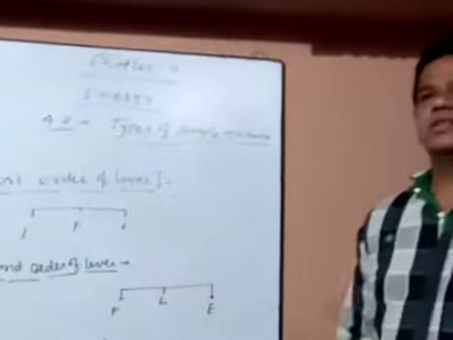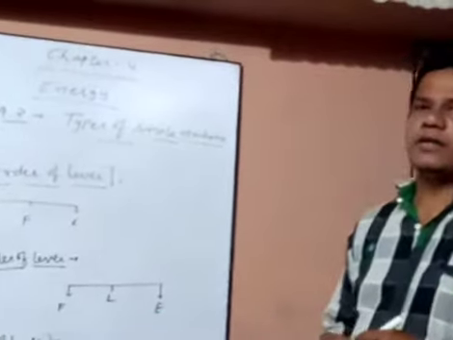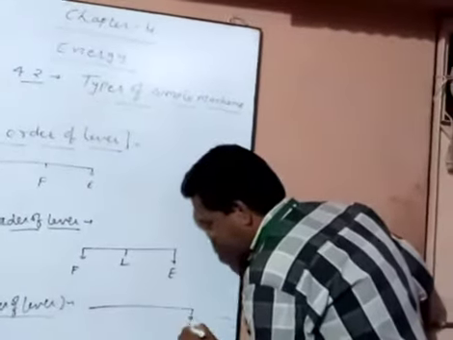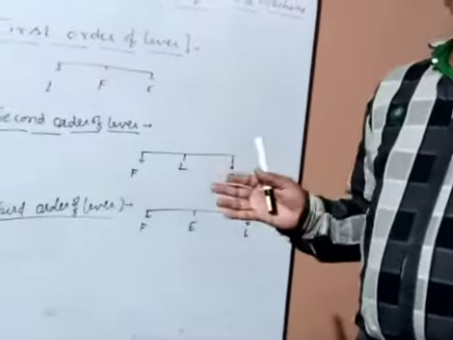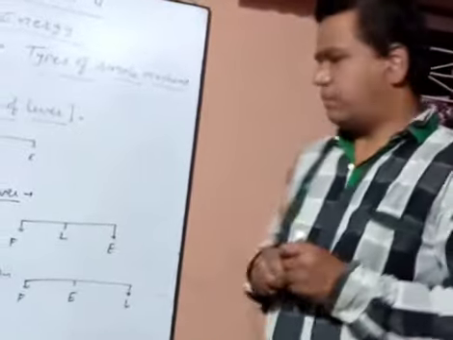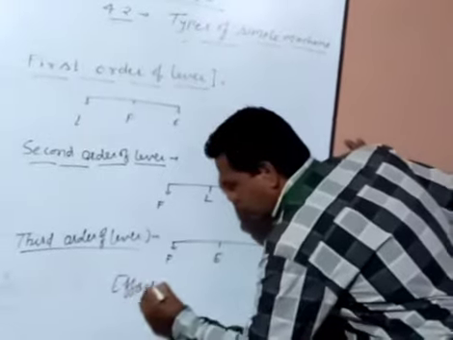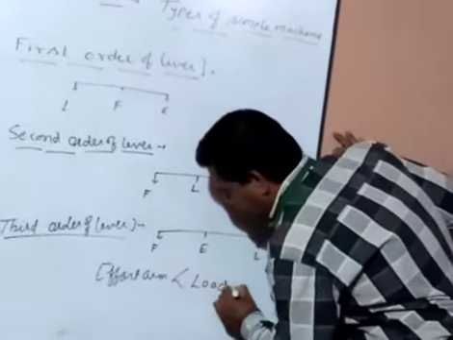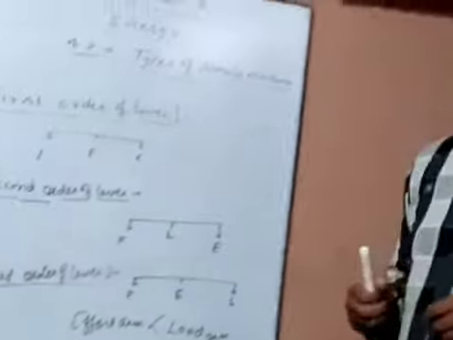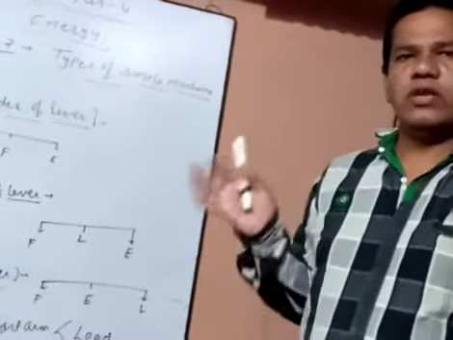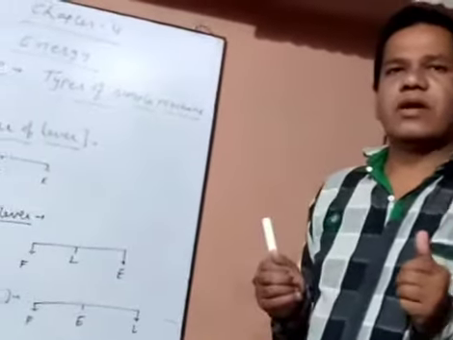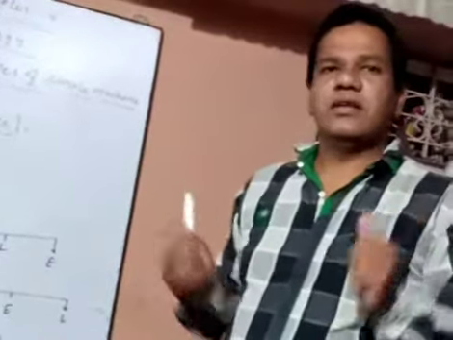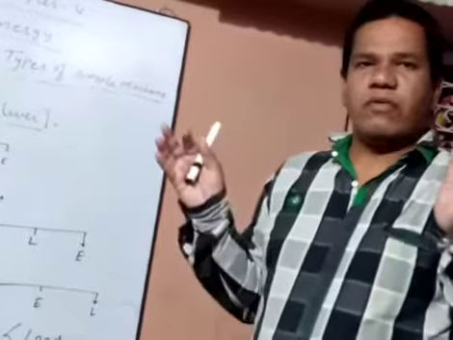Third order of lever. In this lever, effort is situated between load and fulcrum. In this lever, effort arm is always smaller than load arm. Thus, more effort is required to lift lighter loads. This type of lever is also called speed multiplier lever. Examples: fire tongs, bread knife.